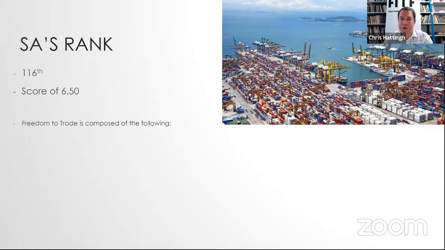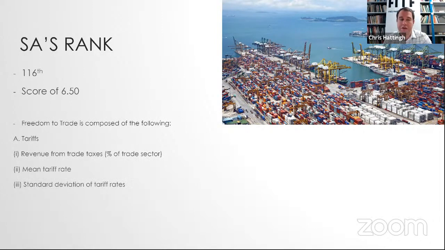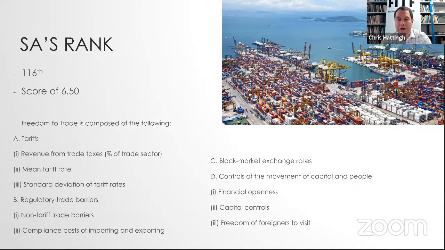Freedom to trade is composed of the following metrics: tariffs, revenue from trade taxes, mean tariff trade rate, standard deviation of tariff rates, regulatory trade barriers, which are non-tariff trade barriers. That's things like corruption and the length of time it takes to get a permit, compliance costs of importing and exporting, and black market exchange rates, controls of the movement of capital and people, such as financial openness, capital controls, and freedom of foreigners to visit.